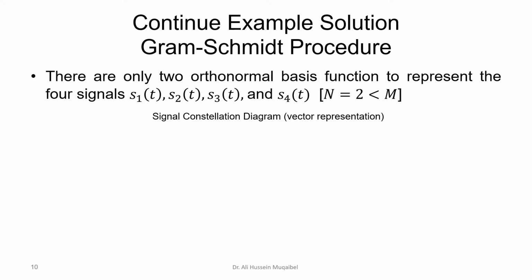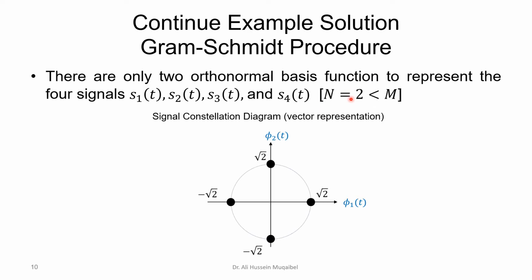Now, to continue with the example solution, we have seen that there are only two orthogonal bases to represent the four signals, and we got n which equals 2, which is less than m. If you want to represent this on the constellation diagram, then the diagram is a 2D diagram because we have two bases, phi 1 and phi 2. Now, each one of these signals will be represented as its projection. So we got square root of 2, square root of 2, minus 2, and minus 2. It's your job to find which is which. So basically we have S1, S2, and then we have the remaining signals, S3 and S4.